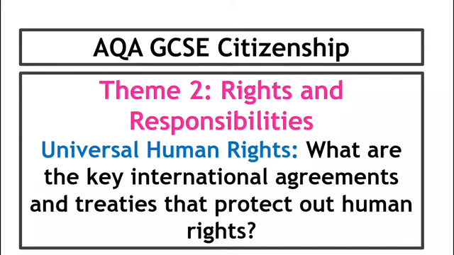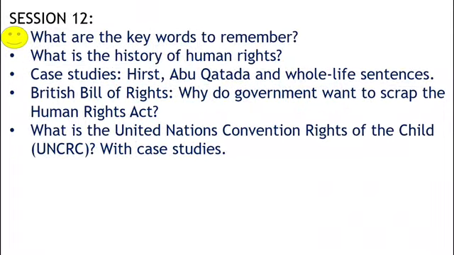Welcome to Theme 2 Rights and Responsibilities of the AQA GCSE Citizenship course. Today you're going to be looking at universal human rights, particularly what are the key international agreements and treaties that protect our human rights. In the previous video to this session, you were looking at the key words to remember. We're now going to move on to look at the history of human rights.